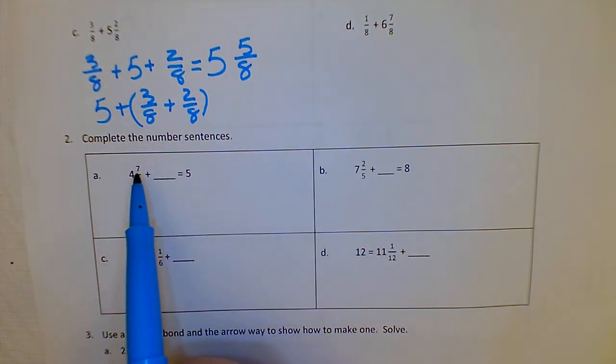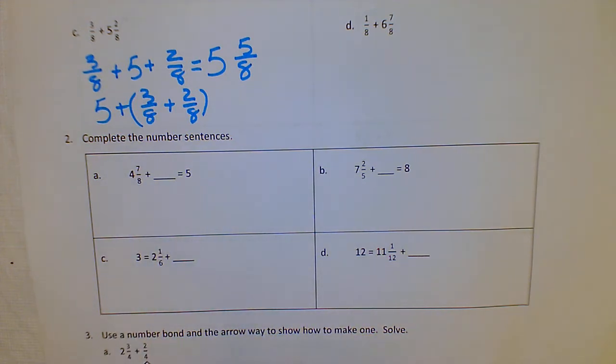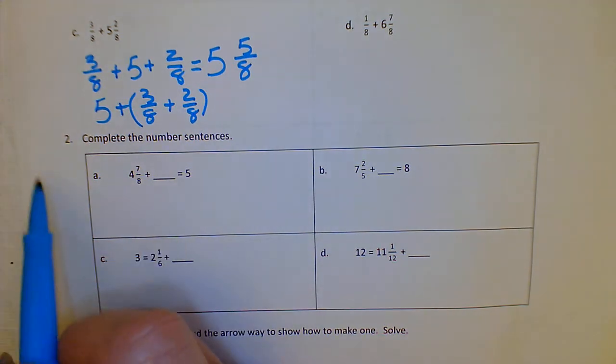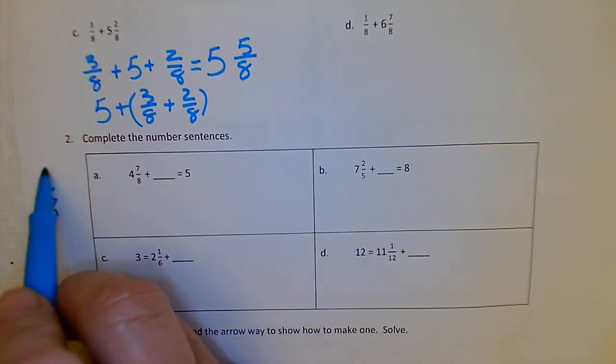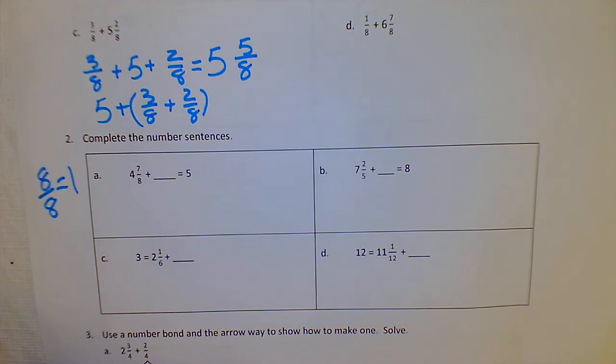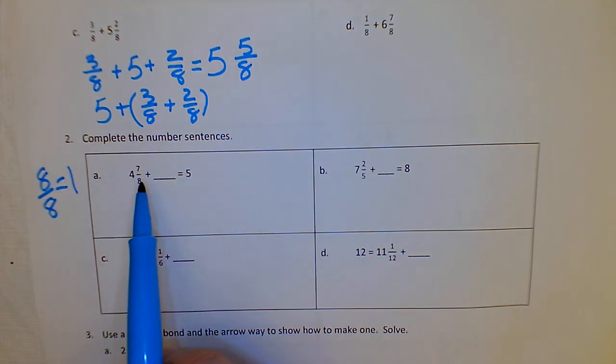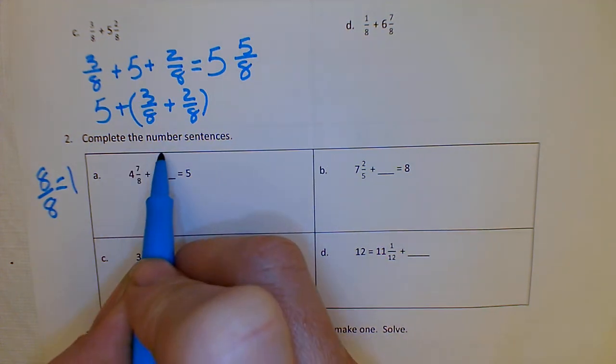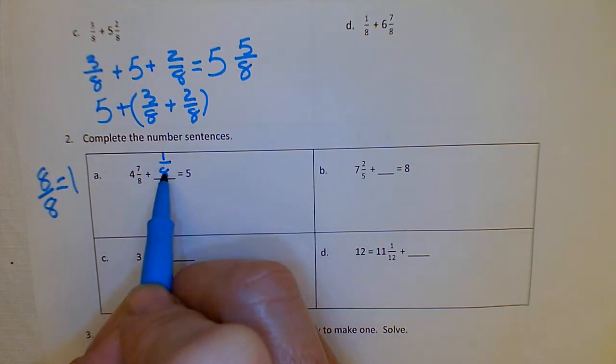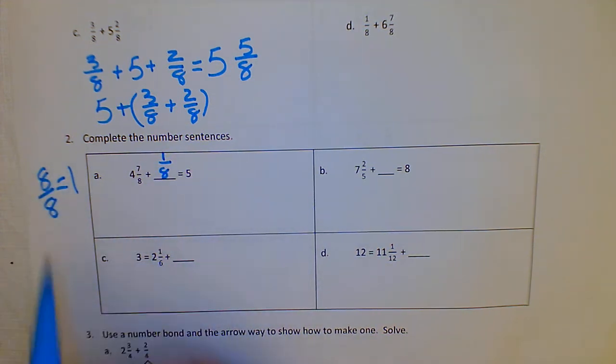So what you have to think about is, again, if I have 7/8, what do I have to add to 7/8 to get to the next whole number? What is the next whole number? And my rule, since my denominator is 8, is that 8/8 is equal to 1. So what you want to do is get to 8/8. And what would I have to add to 4 7/8 to get there? I would have to add 1/8, because 1/8 plus 7/8 is going to give me that 8/8 that I'm looking for.